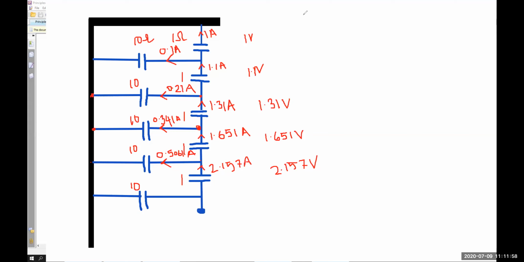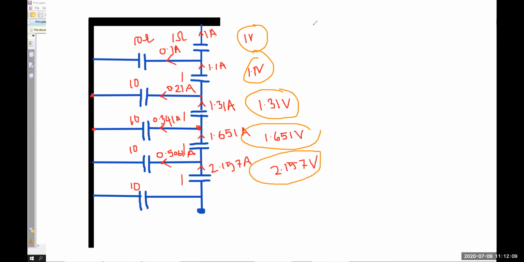We do not have to find out this one because our voltages are okay. We got our voltages. So this is our V1, V2, V3, V4, and V5. Our V is actually all of them added: 1 plus 1.1 plus 1.31 plus 1.651 plus 2.157, which is 7.218. That is the highest value, that means that is the V. Now find out the percentage.